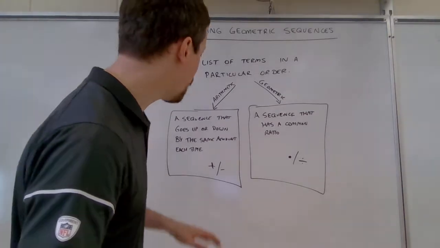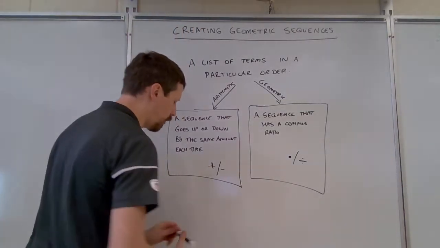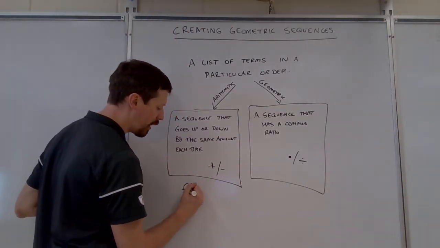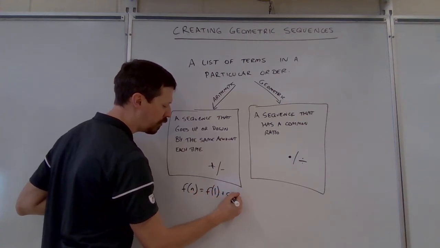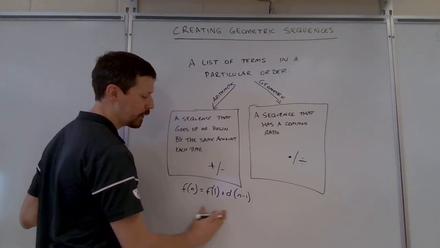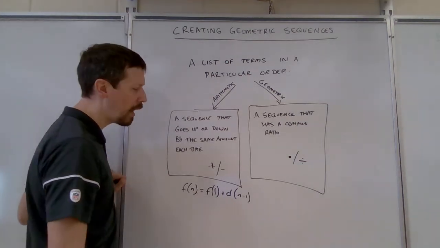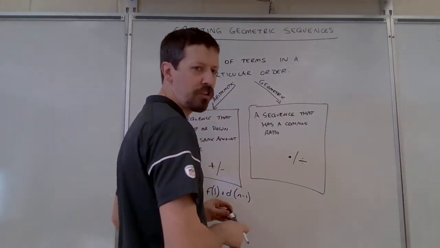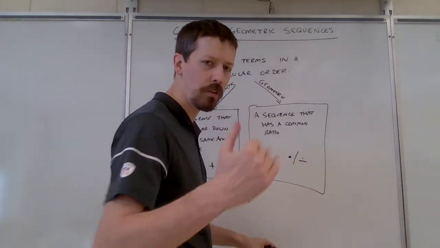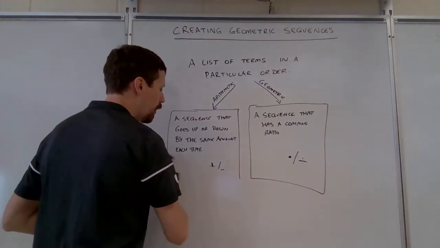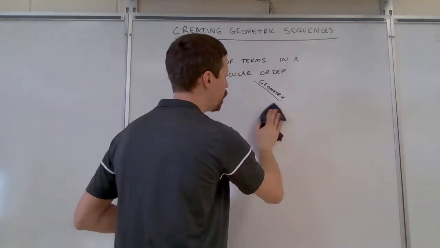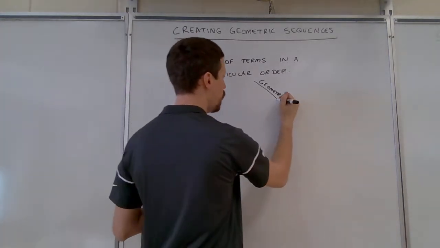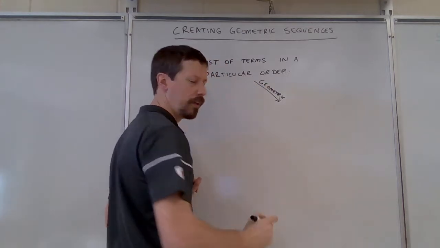Okay, so you might remember that we had a formula for arithmetic. For an explicit, it said something like f of n equals f of 1 plus d times n minus 1. And we had this equation that we figured out. Well, we're going to have the same kind of thing for geometric. So here's what I'd like you to do. When you go down, let's go ahead and write down what the formula is going to be for geometric.